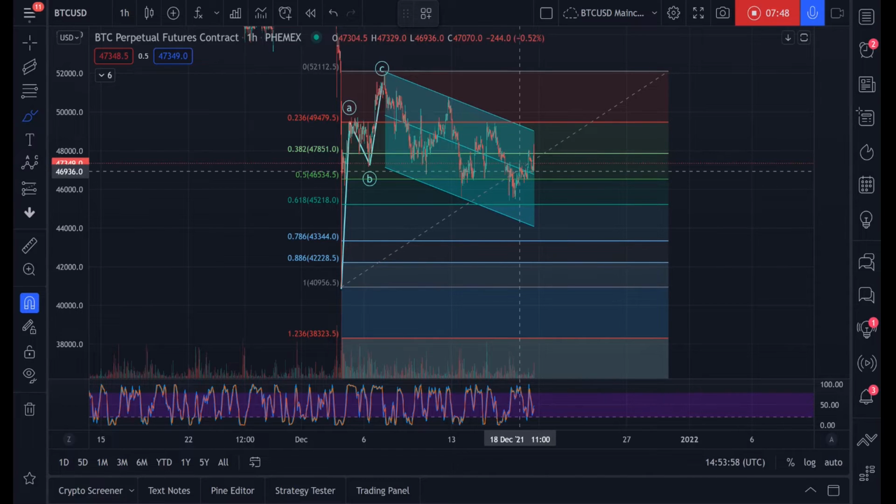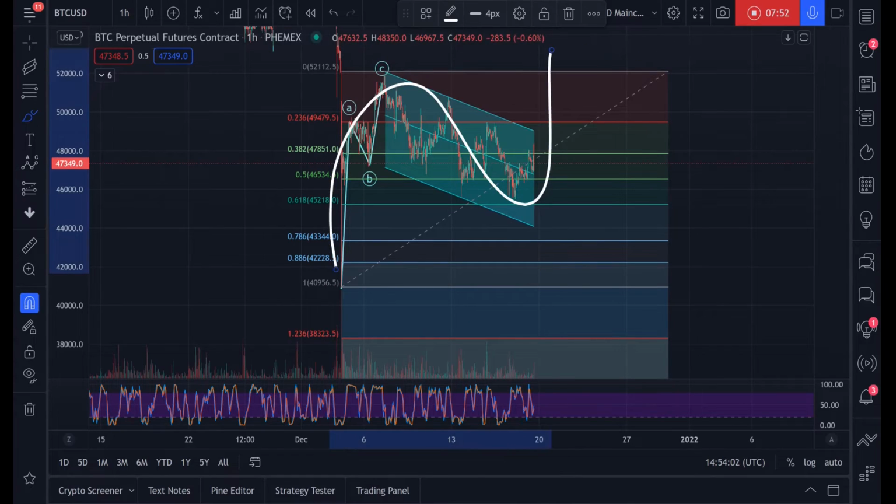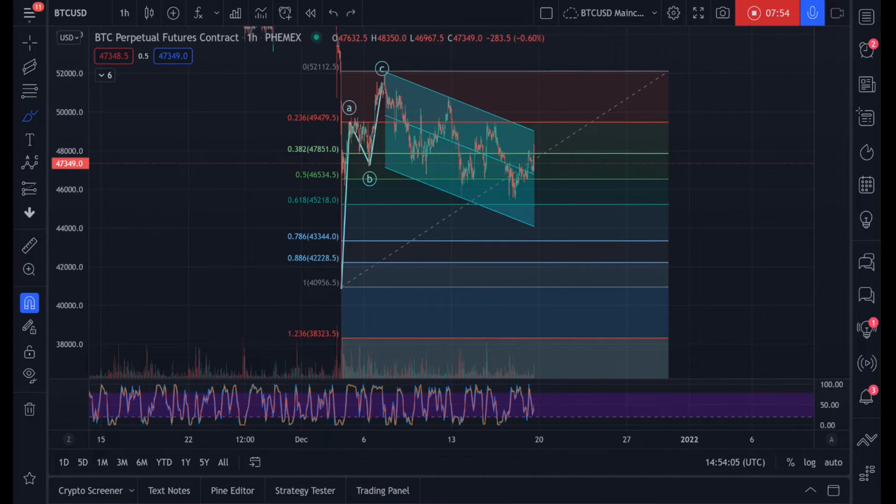We can turn around right now because this is a valid zigzag correction, okay? We can turn around any moment now. Or we can come down lower. If we breach 45,218, okay, more or less, right? It's going to be different on every exchange. We must come down to 43.3.